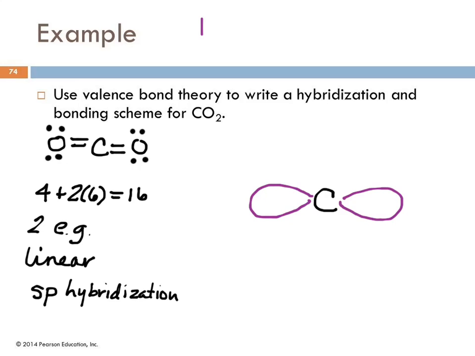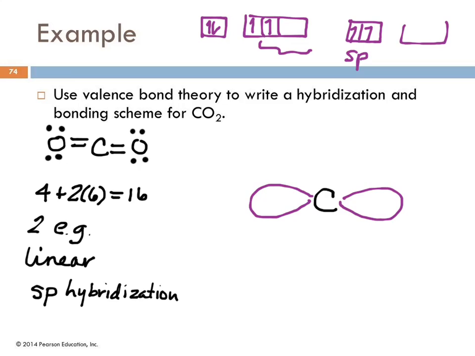Let's look at an orbital diagram. 1, 2, 3, 4. Those are the atomic orbitals. And then we took 2 of them and made sp. And then these 2 guys are left, right? And they're each going to have 1 electron. So those are the p orbitals.